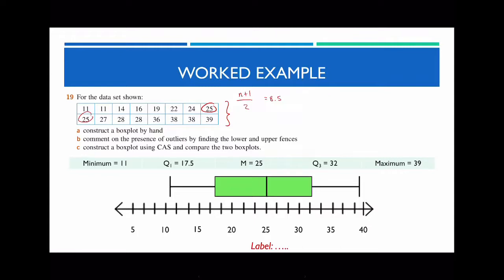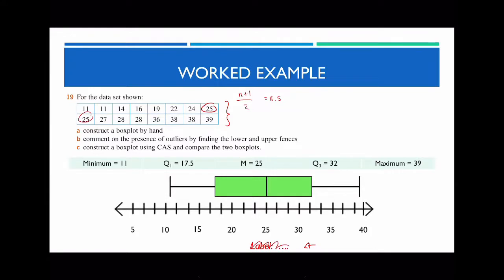Now notice in this particular example over here, we don't actually have a context, so it doesn't actually talk about scores or marks or reaction times. If it did, then we do need to include a label or a title for our box plot, but in this case over here, since we don't have one, we don't need to worry about it at all.